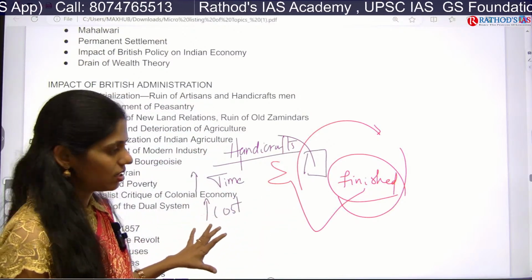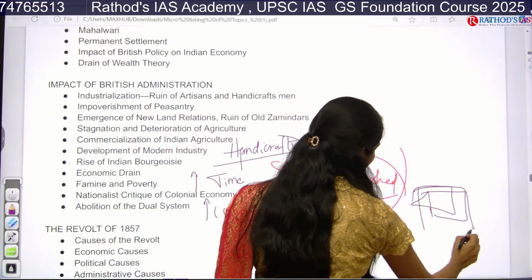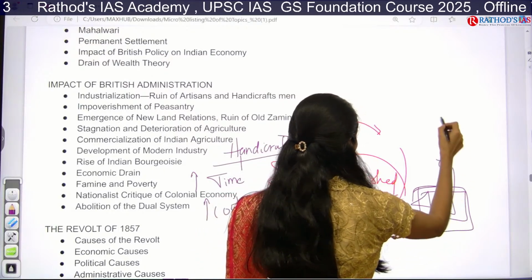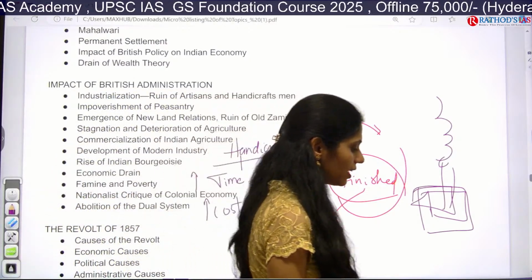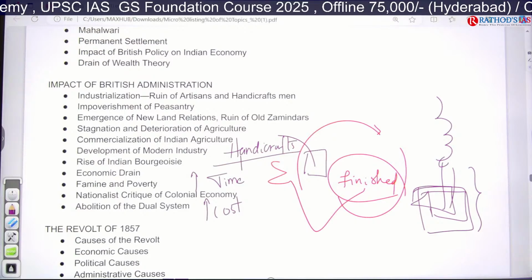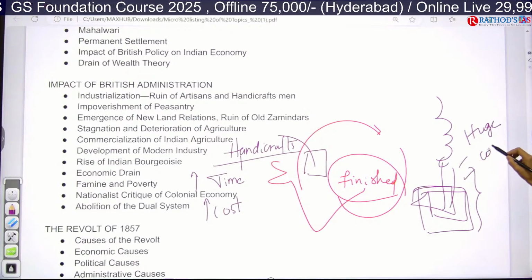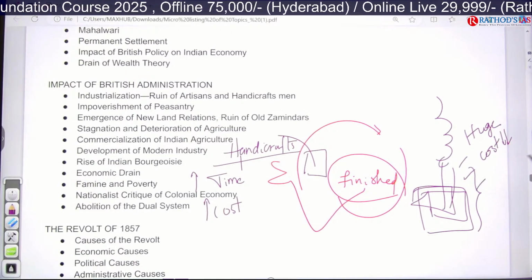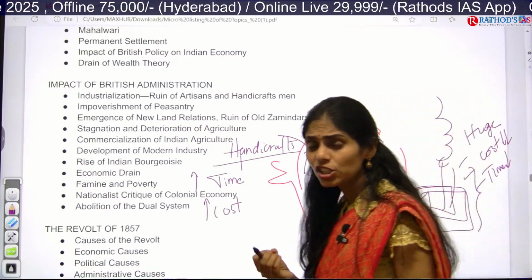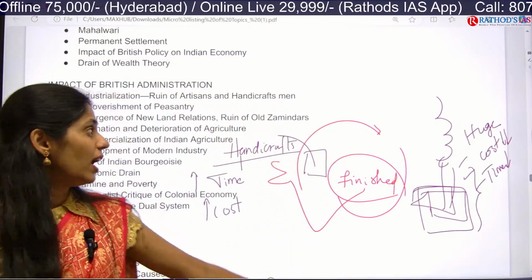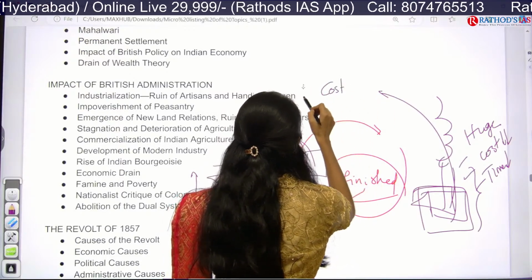Will you agree with this? But these finished goods are mainly made by using industries, by using machines. Whenever we are using machines and factories, production will be very huge, and the cost will be low and the time taken will be low. So ultimately which product will be cheaper, industrial product or handmade? Yes, the industrial product will cost less.